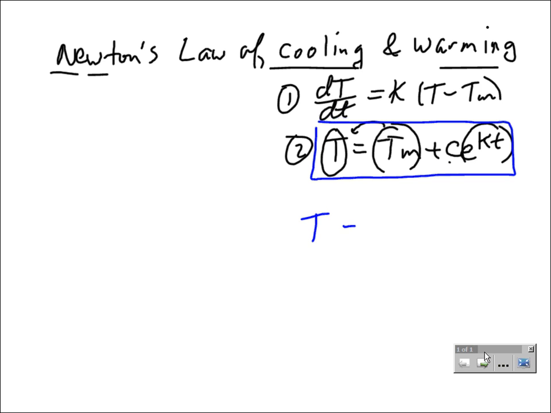Now, when we look at the right-hand side, T sub m is a constant, and so is little c, and so is little k. But t is the only unknown. So capital T is a function of little t. So T is Tm plus ce to the kt, T of little t if you prefer. Now, let's do a problem.